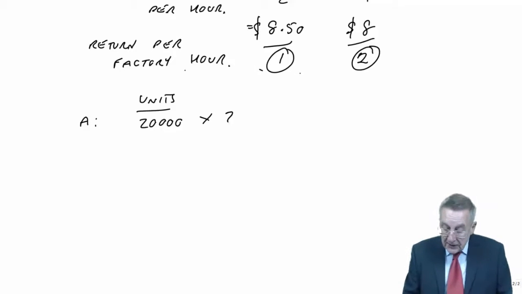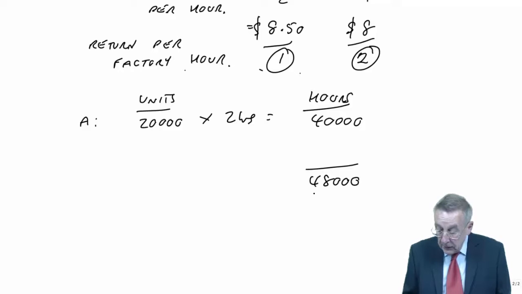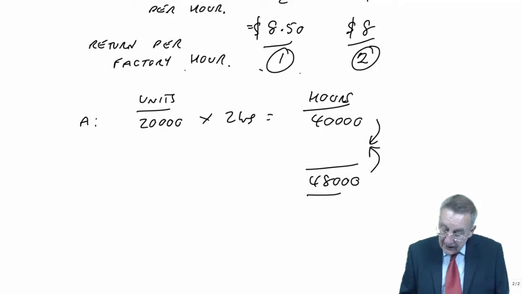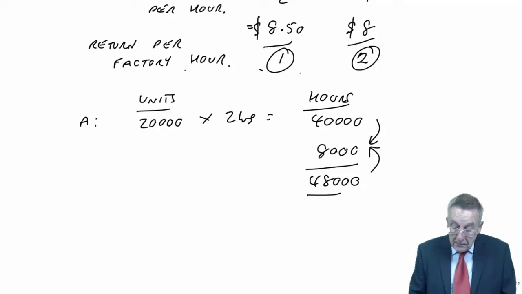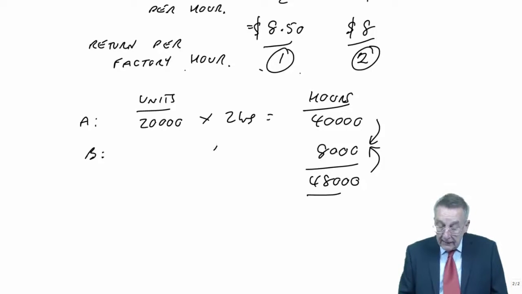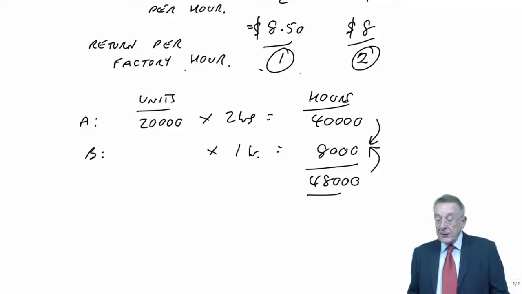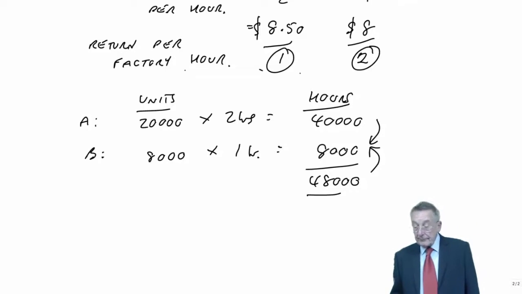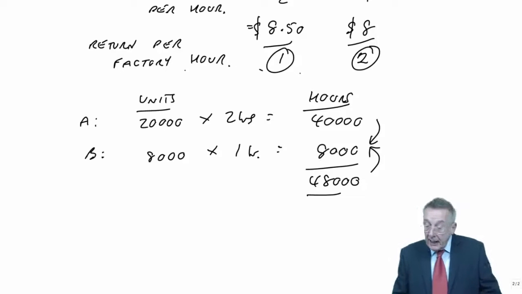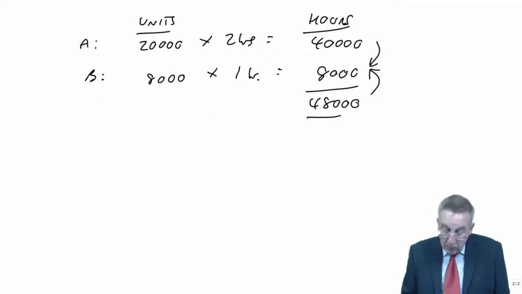And that uses up, at 2 hours a unit, 40,000 hours. There were 48,000 available, so we've still got a balance of 8,000. And we use them to make the second best product B. Well, that takes 1 hour a unit, so with 8,000 hours, we can make 8,000 units. How much profit? Again, if you just want the plan, we've got it. However, what's the maximum profit going to be from that?